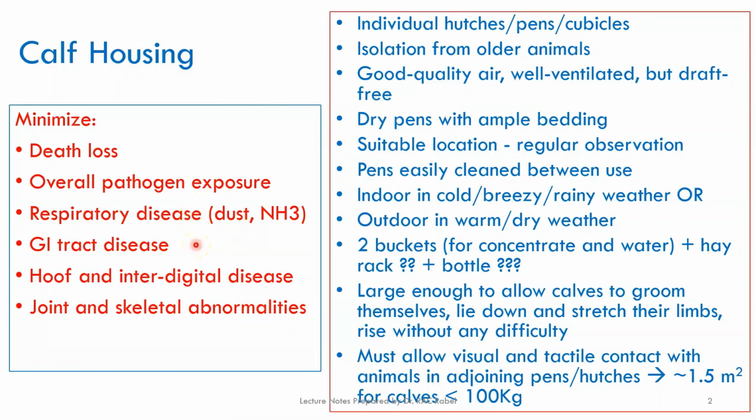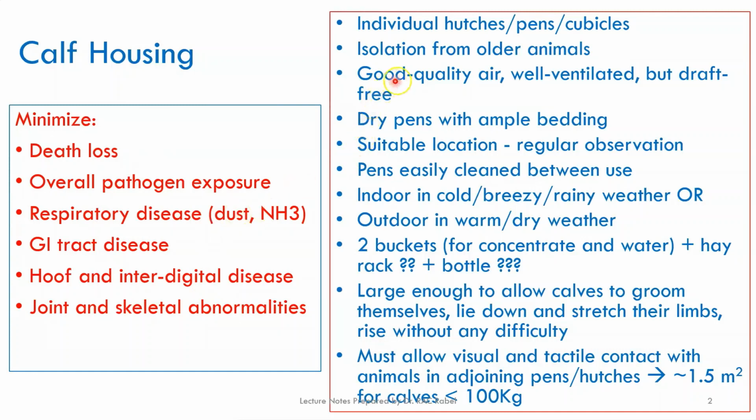Morbidity. If you want to keep morbidity rates low, you have to make sure that the calf housing has been properly designed. So respiratory diseases, GI tract diseases, hoof and interdigital diseases, and joint and skeletal abnormalities. Altogether, your housing should be designed in such a way that these will be minimized.